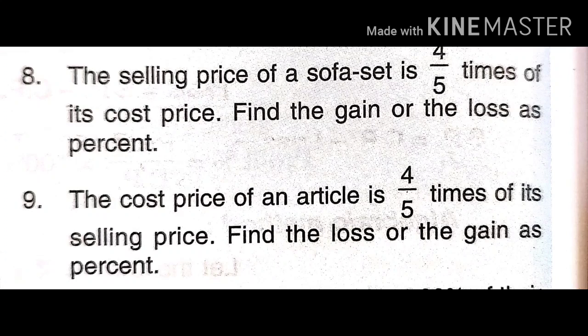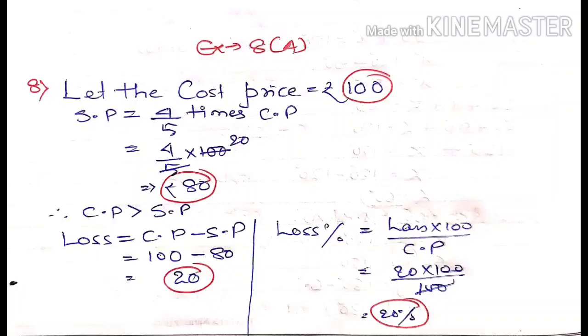Look at here nicely. Let the cost price of sofa set be rupees 100. According to the question, what is given? Selling price is 4 by 5 times cost price. What I have written in the second line: 4 by 5 into 100. Why 100? Because cost price is 100. Cancel it, 80 rupees. So cost price is 100 and selling price is 80.